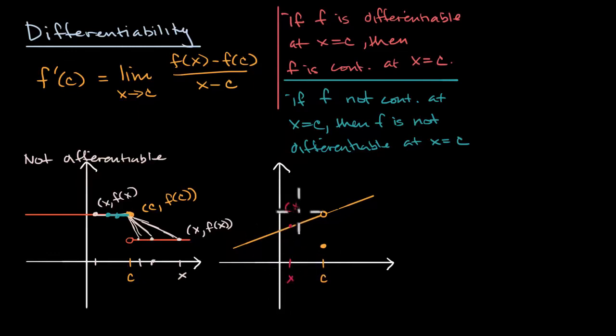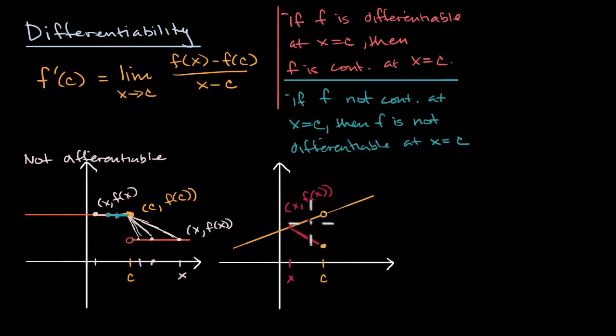This is the point x comma f of x. Now what's interesting is, whereas this expression is the slope of the line connecting x comma f of x and c comma f of c, which is this point, not that point. Remember, we have this removable discontinuity right over here. And so this expression is calculating the slope of that line.